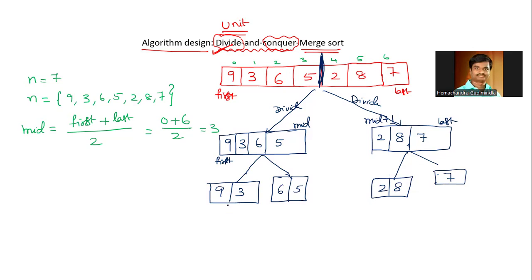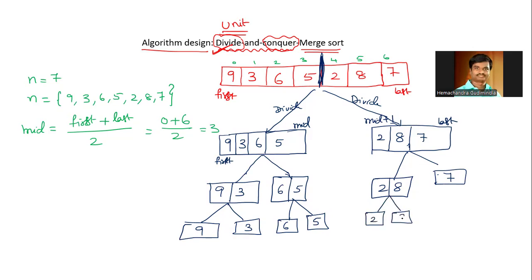Further, you can divide into 9 on the left, 3 on the right; 6 on the left, 5 on the right; again here, 2 on the left, 8 on the right. Now 7 has no other element to divide, so it is a base case. It's the final one. So as it is, you can write it over here.